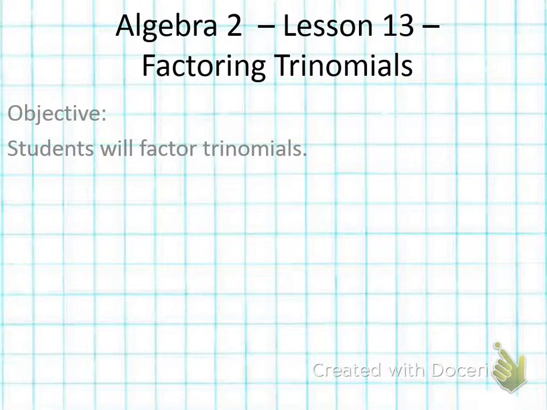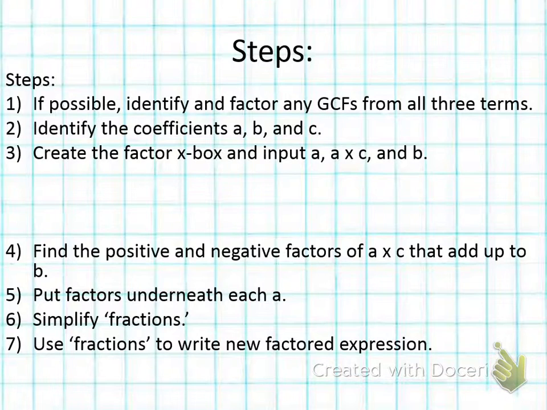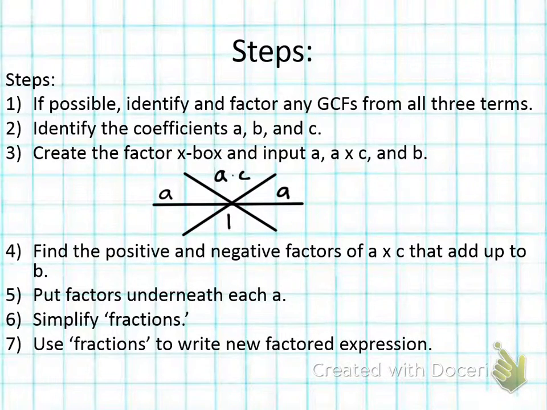So, here are the steps for today. Same thing as yesterday. Remember step 3, we have to create an X box. You create an X with a line through it. And then you put A here, A times C at the top, and then B at the bottom. We're trying to put factors that multiply to A times C but add up to B over here. Okay?